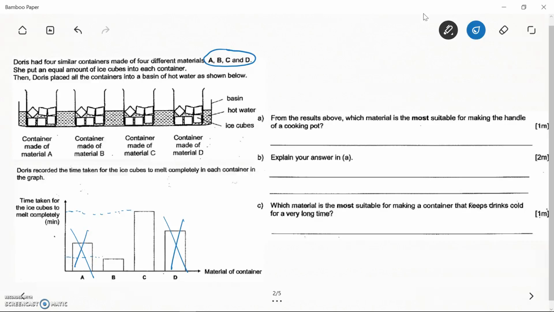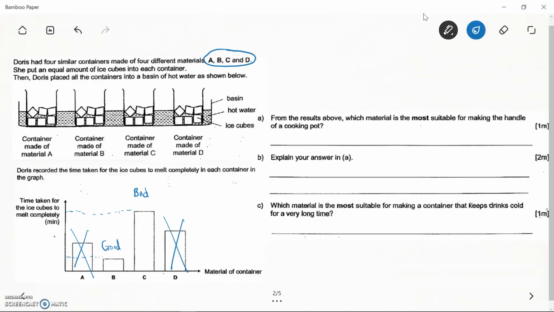Okay, now if it takes a very short time to melt, it means that the heat gain from the hot water, or the heat transfer from the hot water to the ice cube, is very fast. Okay, if it is very fast, it melts quickly. Therefore, if you can let it travel very fast, it means that it is a good conductor. Okay, for C, the heat gain is very slow. The ice cube gains heat very slowly from the hot water. So this one must be a bad conductor because heat cannot move quickly. So this is a bad conductor. Okay, this is how we read the graph.